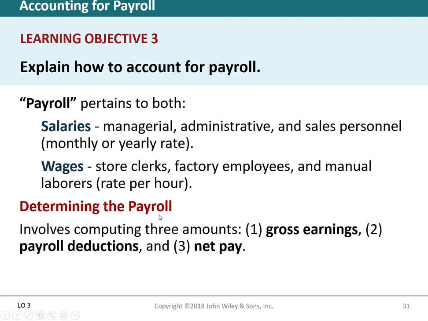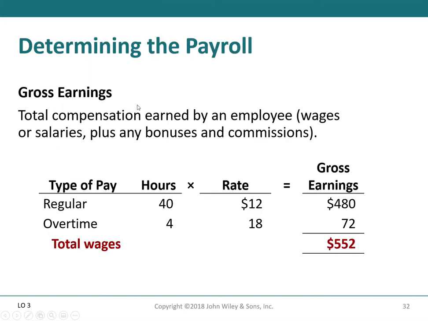So when we're determining payroll, we're going to calculate three amounts. We have gross earnings, and we have our payroll deductions, which include taxes and benefits and such. Once we subtract those deductions from our earnings, we get our net pay. So here's how we calculate our gross earnings. Gross earnings is the total compensation earned by an employee. That's either their wage or their salary plus any bonuses or commissions.